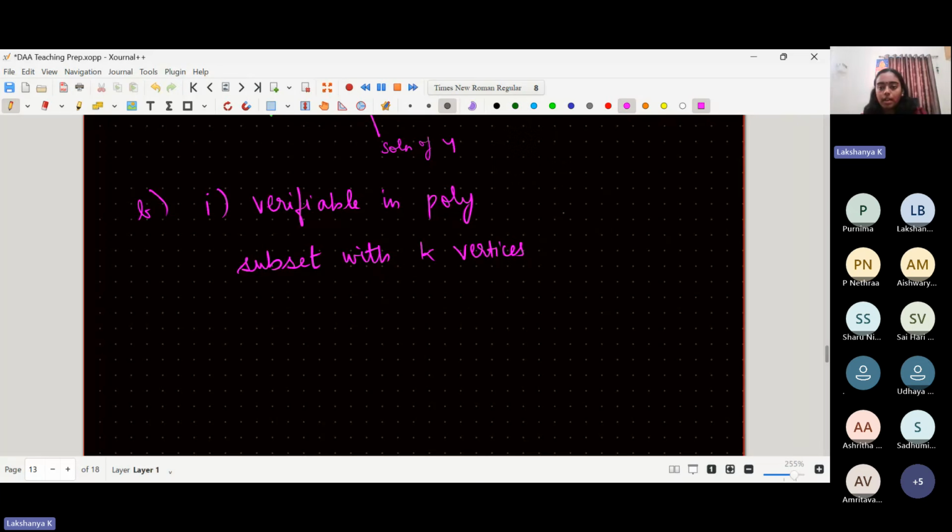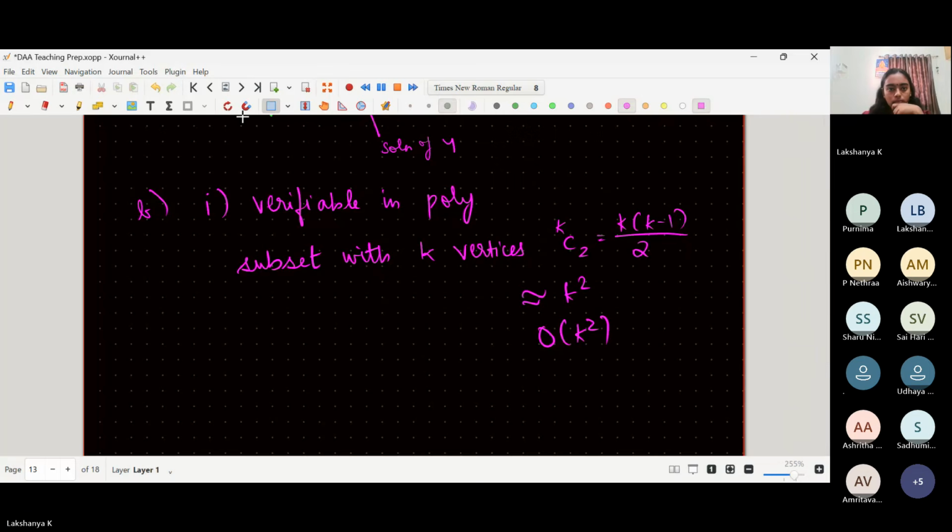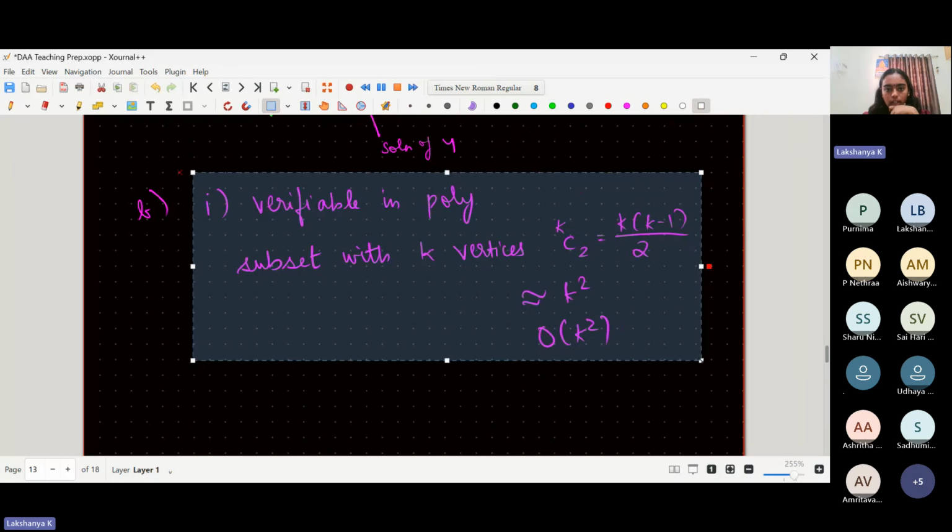So we have to take every pair of vertices. Let's say you have k choose 2 pairs, and you have to go to the adjacency matrix or whatever and look up. So k choose 2 is k into k minus 1 upon 2, which is approximately k square. So you can say it is order of k square. So if I give you a subset of vertices, it is going to take you roughly order of k square time to verify whether it is a clique or not, which is verifiable in polynomial time. Does everyone agree? Yes?